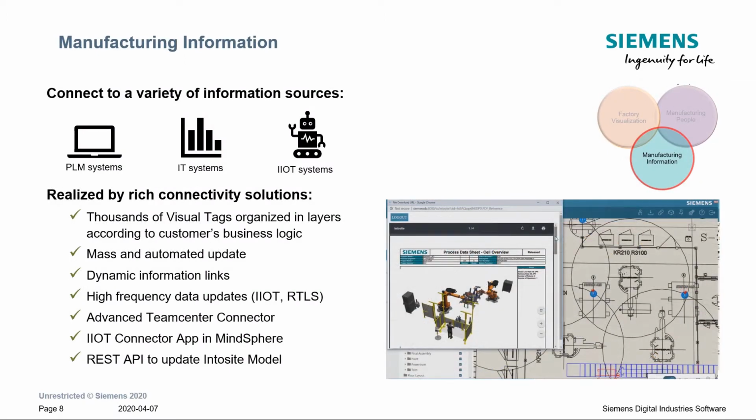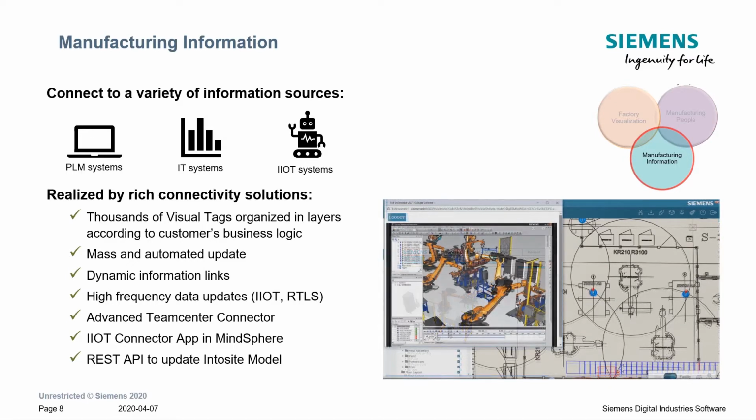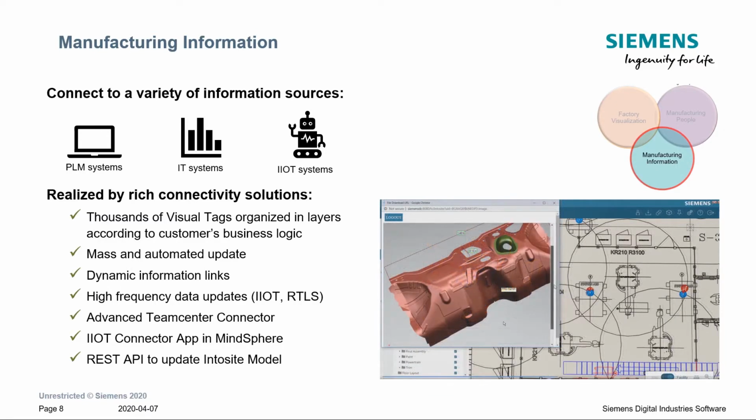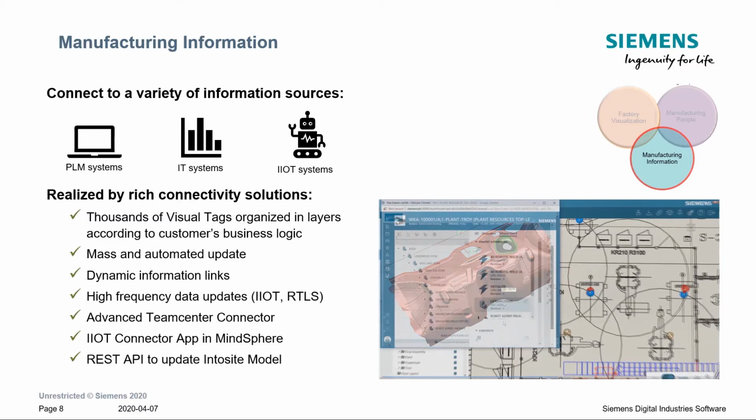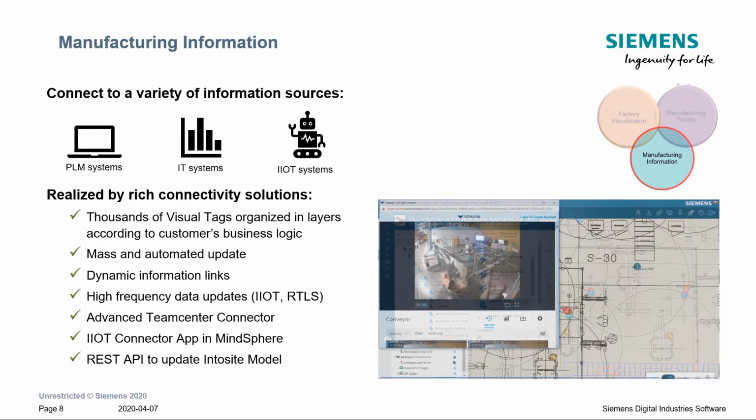Next up, just diving a little bit deeper and starting to add information onto our layout here now. This would be our linkages of many different types of information, manufacturing information, that is. Intosite, utilizing a system of linking through URLs and REST API calls, is able to support thousands of visual tags or place marks organized in a layer structure to provide the user with a much simpler visual navigation through the sea of manufacturing information that is available to them.